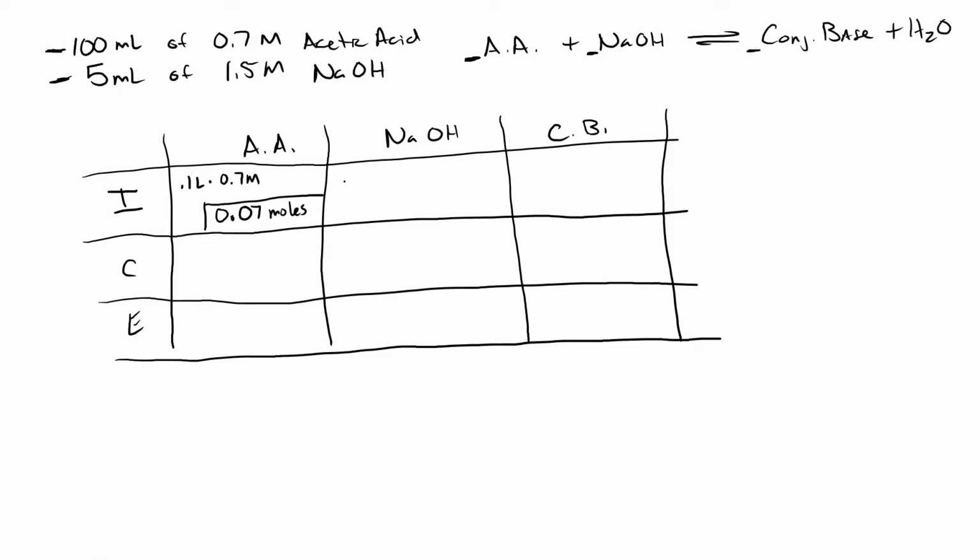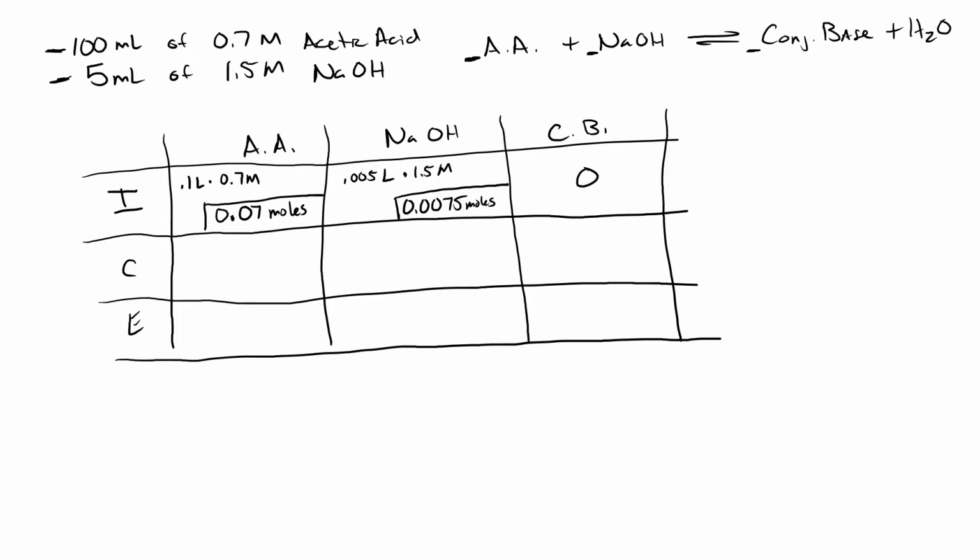For sodium hydroxide, we're going to take 0.005 liters times 1.5 molar, and liters times moles per liter is going to give me moles, and the number of moles is going to be 0.0075 moles. The initial amount of conjugate base is 0 because we haven't produced any when the reaction starts.